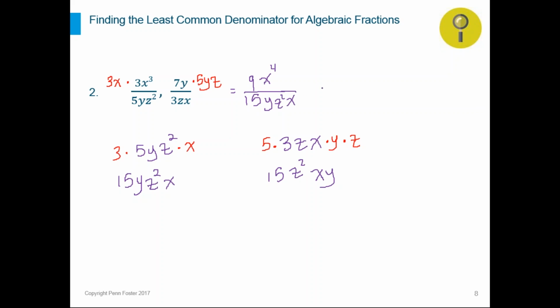The second fraction, I'm going to multiply times the second factor. 5 times 7 is 35. Y times y is y squared. Z times nothing here matching, so z just will stay as is. And I have already changed my denominator to the common denominator by multiplying times 5yz.